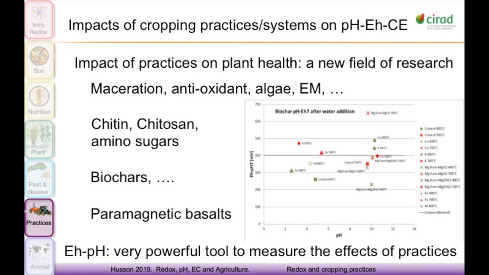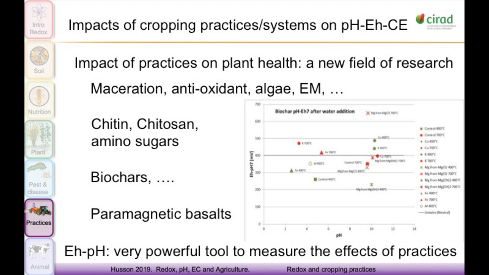So the paramagnetic basalt, the impact of paramagnetism. For me, paramagnetism is what will help the plants to have pH going down, okay? When you have high electric conductivity, you're going up easily, and when you have high paramagnetism, you're going left. So when you go up, you have the disease. When you go left, you don't have. So this is another very important thing.